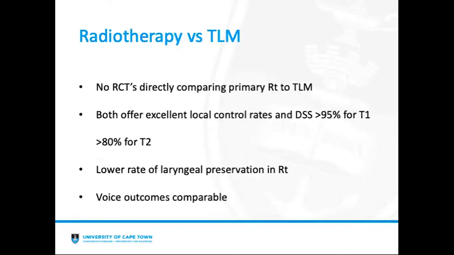In terms of comparing our two main modalities, radiotherapy and transoral laser microsurgery, this is controversial in itself with multiple nuances in the literature in support of each modality. Broadly speaking, the prognosis in terms of local, regional control and disease-specific survival are relatively comparable at in excess of 95% for T1 disease and in excess of 80% for T2 disease, with some literature showing a lower rate of laryngeal preservation with radiotherapy, with generally comparable voice outcomes.